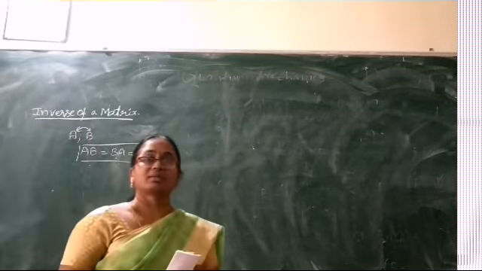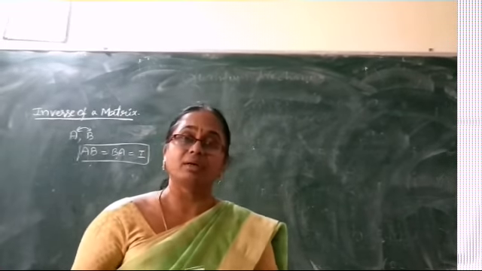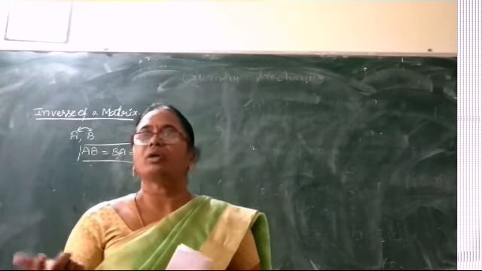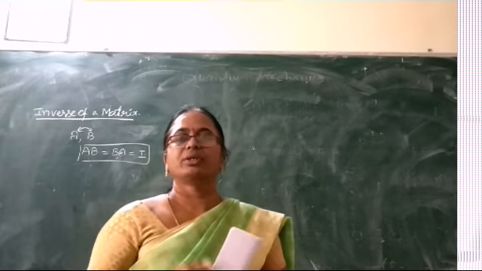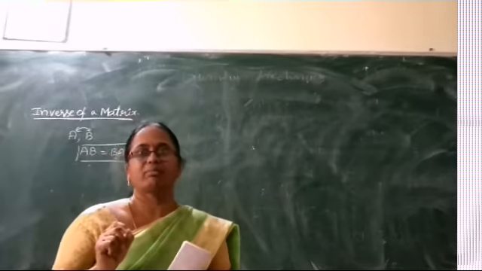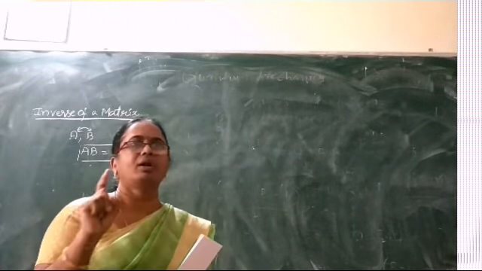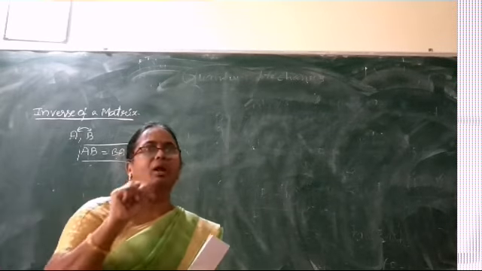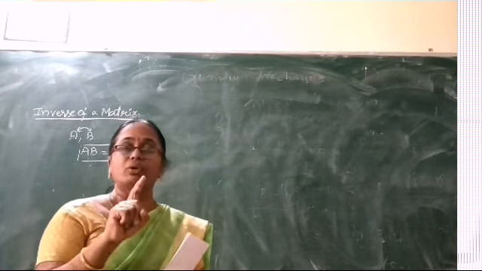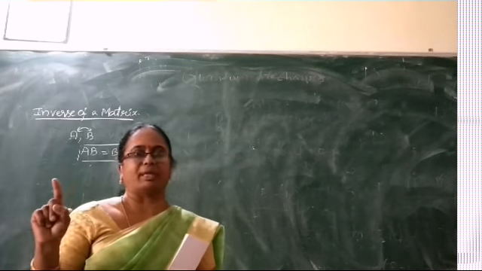Now let us see how, with a given matrix A, what is the method? Suppose we are given a matrix A, how can we find out the corresponding inverse? Using the well-known method called Gauss-Jordan method. This Gauss-Jordan method, I hope you are all familiar with this method in your lower classes, right?